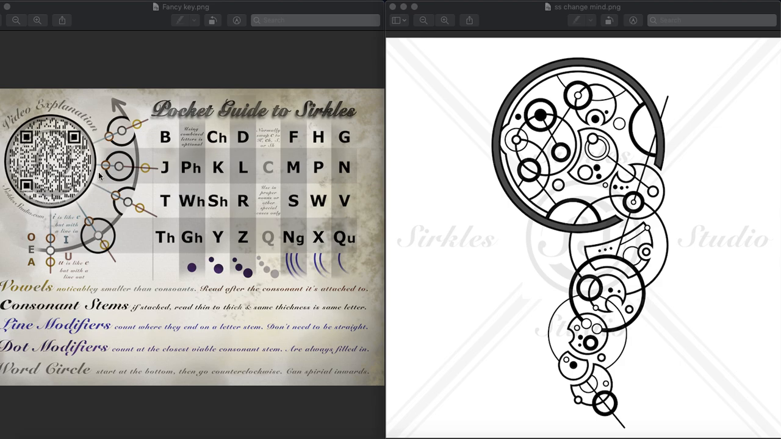Then we have our next word, bottom of it's here. 1, 2, 3 lines on M. I, again, line going inwards. N, and then we have a deep divot with 3 dots. So that would be a D. So mind. And then we have our next word, bottom of it's here.